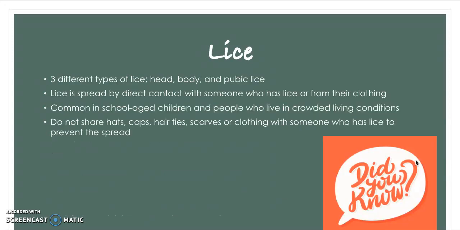So there are 3 different types of lice: body lice, head lice, and pubic lice. It's spread by direct contact with someone who has lice or from their clothing. So they won't jump across onto you, but if you're in direct contact with someone with lice, you could contract it. It's very common with school age children, as well as people living in crowded living conditions. So don't share hats, caps, anything that's going where the lice are, because there's potential for it to spread to you.